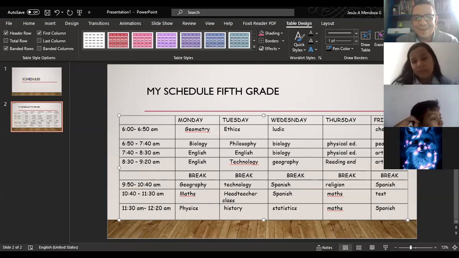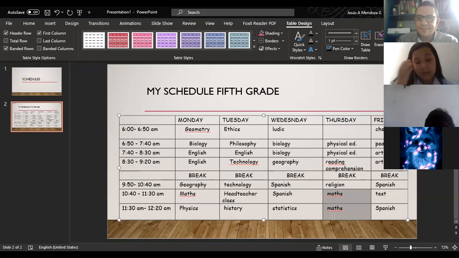Later we have log, or this is like reading. ¿Eso es lo que hacen en log? Lectura. Chicos, ¿qué es lo que hacen en log? ¿Lecturas? ¿Y qué es lo que hacen en log como tal? Comprensión lectora. Okay, so reading comprehension. Entonces, cambiamos por reading comprehension. ¿Listo? This is on Thursday. After the break comes religion. Religion. And 2 hours of? Math. Okay.